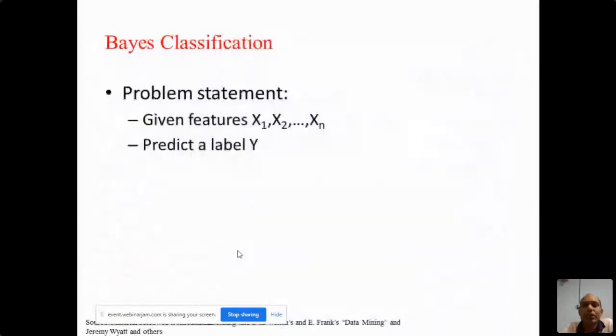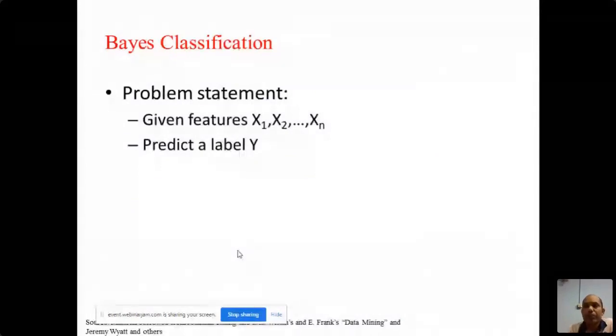Now what is the problem statement? The problem statement is that you are given a set of features, and based on that you predict for a new data point which class it will go to, meaning the value of y. You have to predict the class label for a new data point.